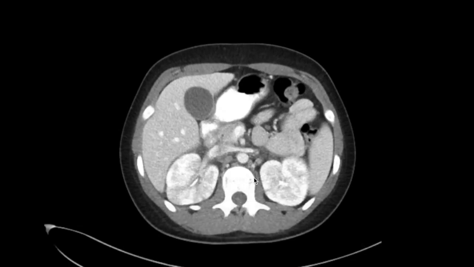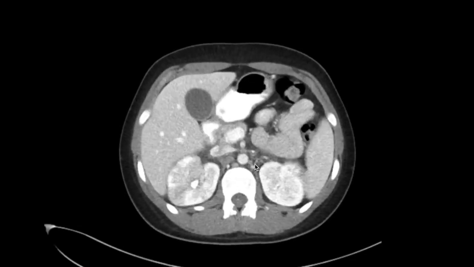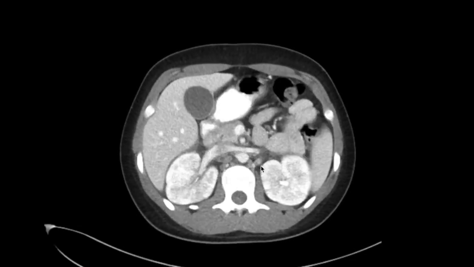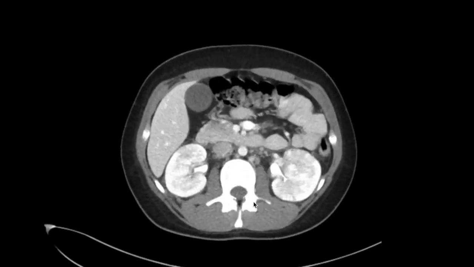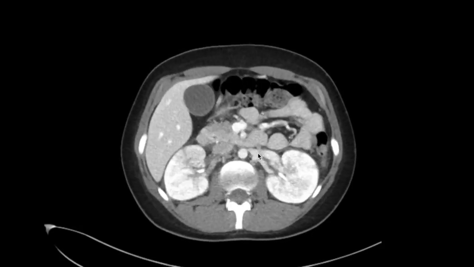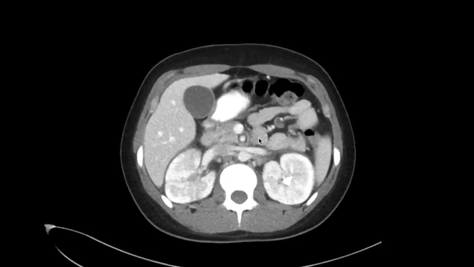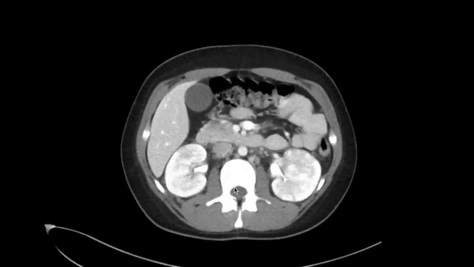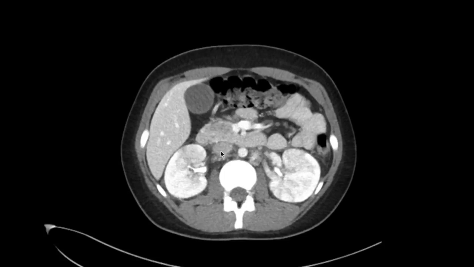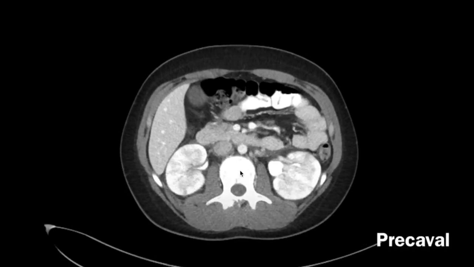So these nodes here, we can actually see small ones. These are not abnormal, but these small nodes that are popping in and then popping out of view when I'm scrolling through this axial image are all small para-aortic lymph nodes. In the space between the aorta and the IVC, we have the aortocaval nodes. The nodes behind the IVC are called the retrocaval nodes, and if they're in front of the IVC, they're called precaval nodes.